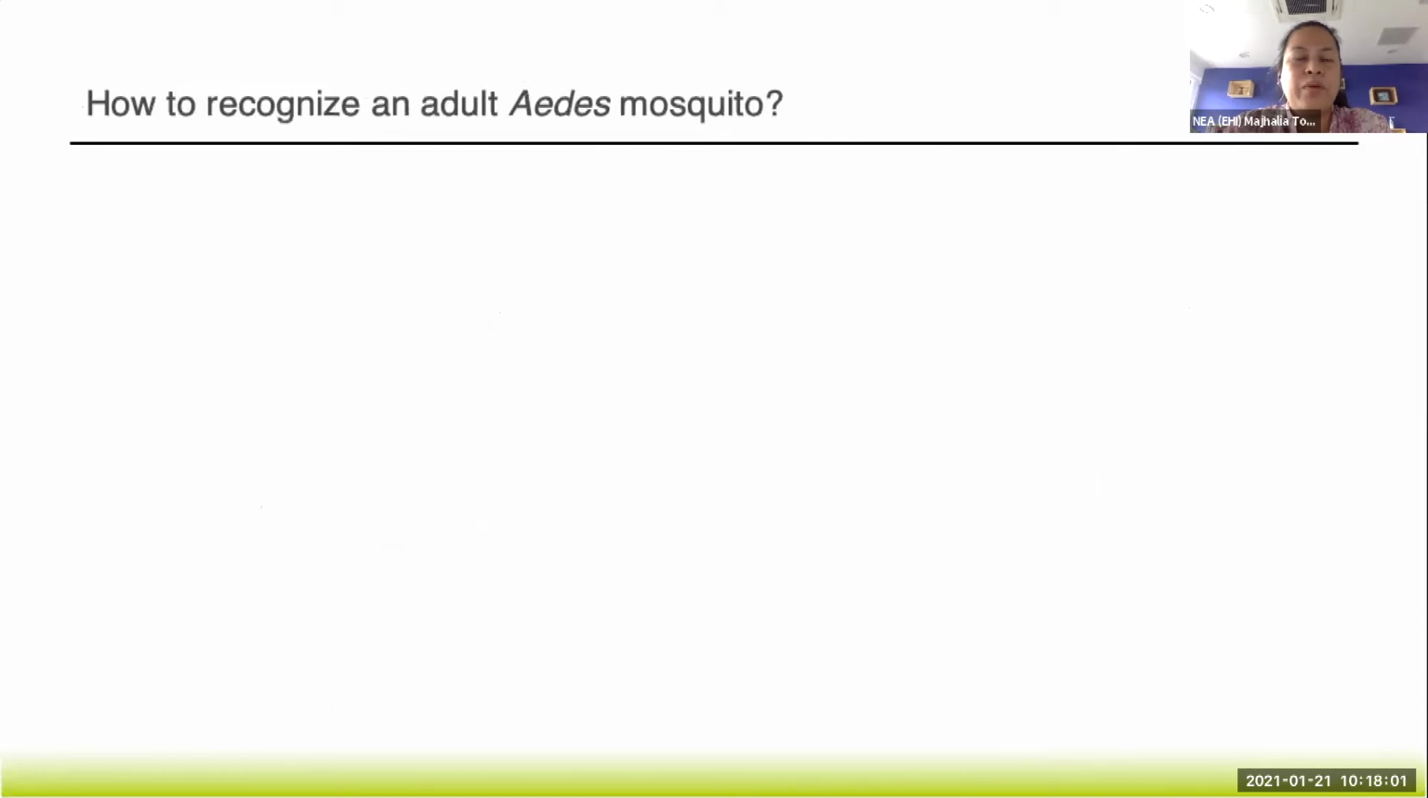So, how do we recognize or differentiate Aedes mosquitoes from other mosquitoes? Any suggestions?